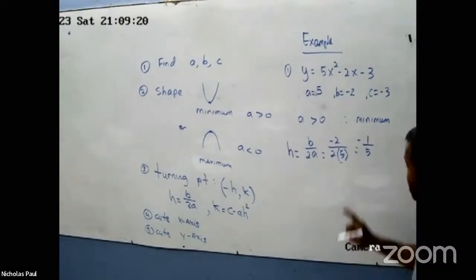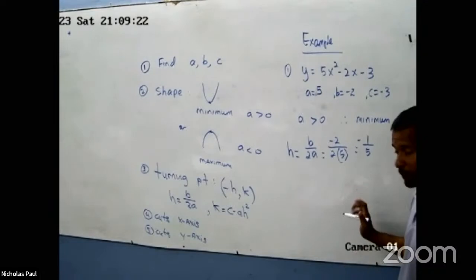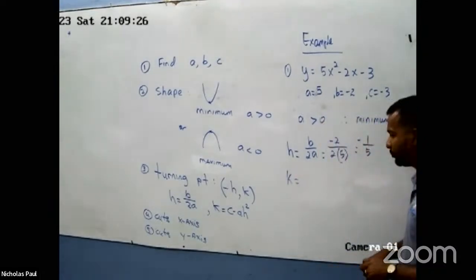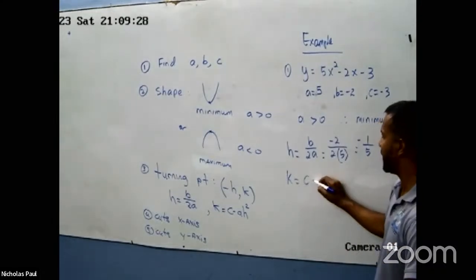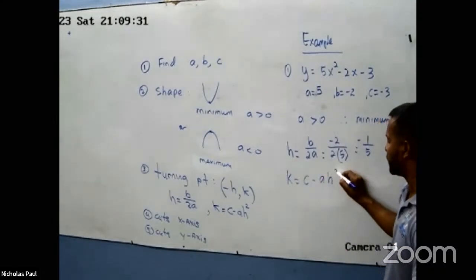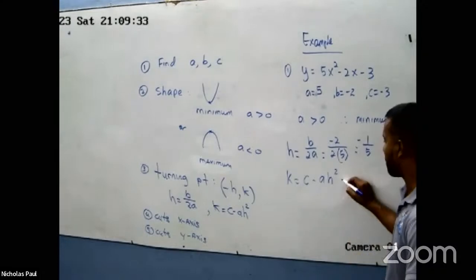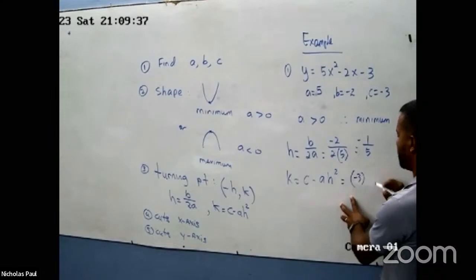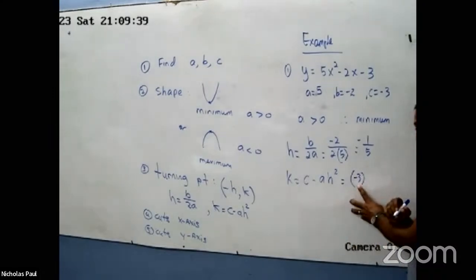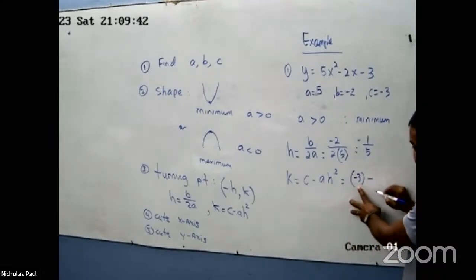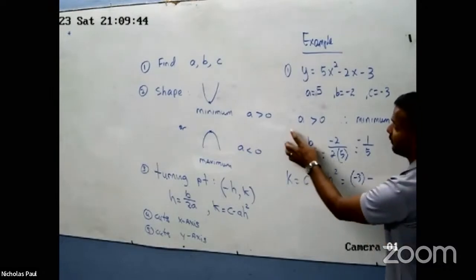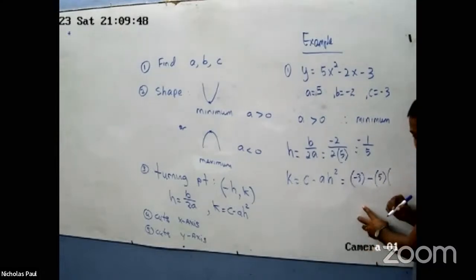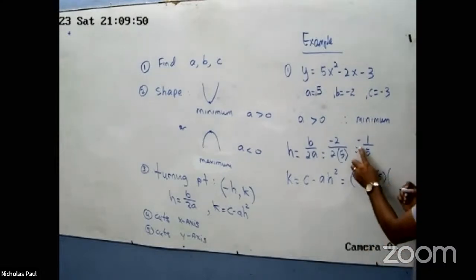So we have H. Everybody watch here because here's where people tend to make little mistakes. K is equal to C minus A H squared. Put in C. C is minus 3. Notice a bracket around it. Put in A. A is 5. And then put in H. H is minus 1/5.